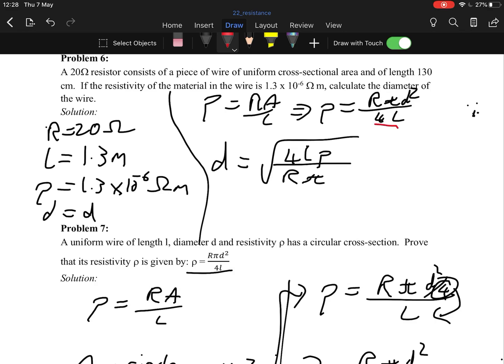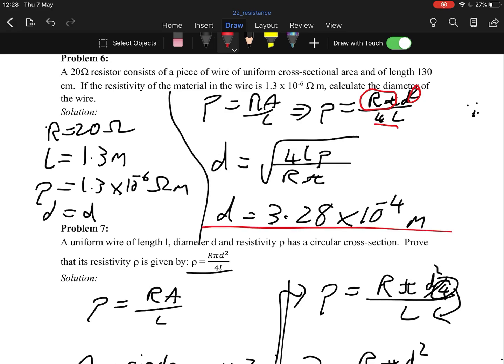How did I get that? You basically bring up 4L, divide by R pi, and then take the square root. That's where it comes from. Your diameter there should work out to be 3.28 times 10 to the minus 4 meters. And there you go. That's it. Done. So again, fairly straightforward. Just remember what A is.